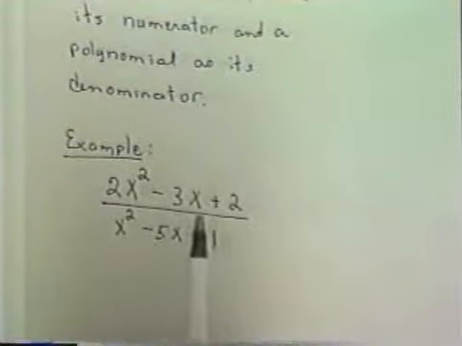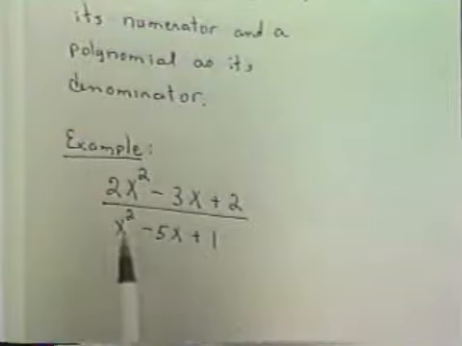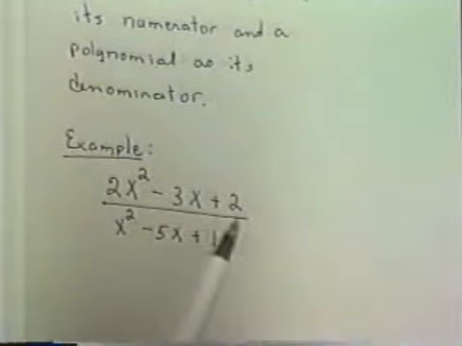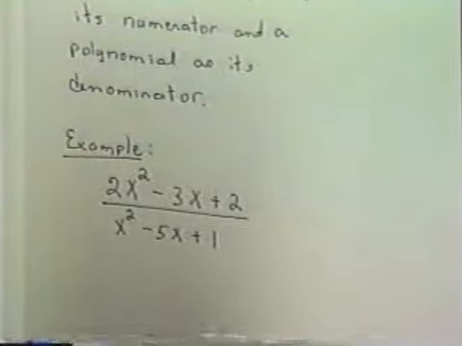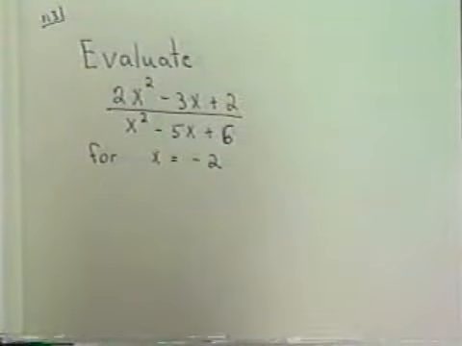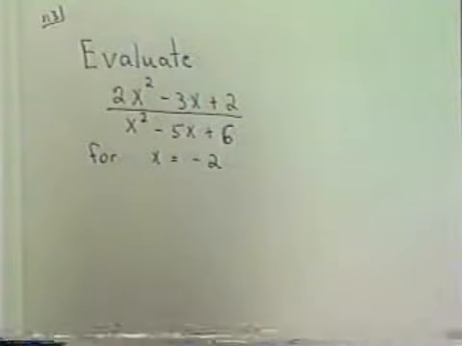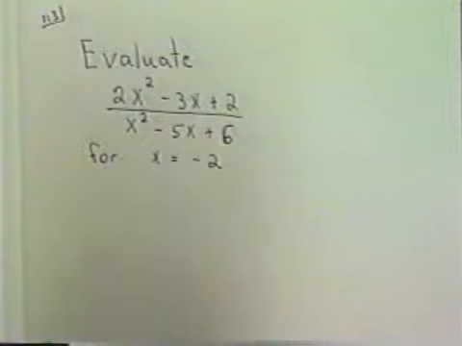2x squared minus 3x plus 2 all divided by x squared minus 5x plus 1 is an algebraic fraction. Notice that the numerator is a polynomial and the denominator is also a polynomial. Now let's evaluate the algebraic fraction 2x squared minus 3x plus 2 all divided by x squared minus 5x plus 6 for x equal to negative 2.